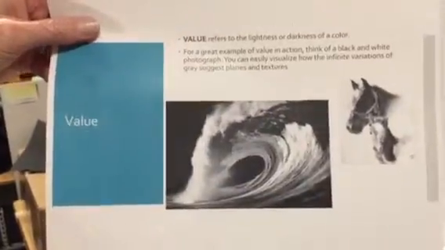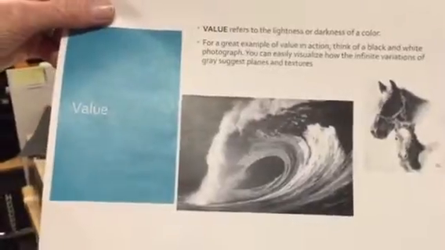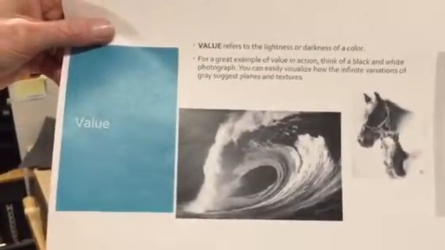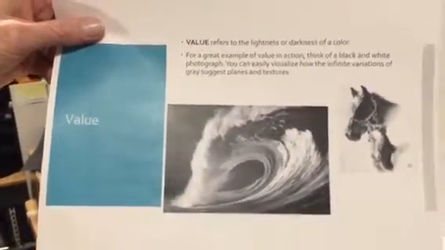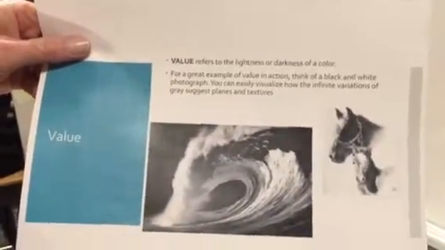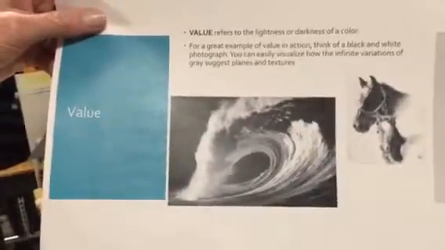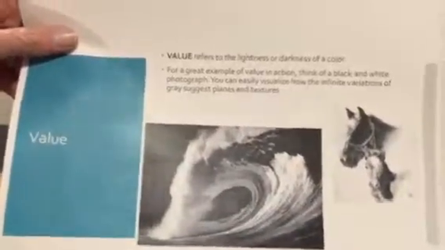For a great example of value in action, think of a black and white photograph. You can visualize how the infinite variations of gray suggest planes and textures. So this is a photograph of a wave, but there are a zillion grays in there. And then here are just some horses, also lots of grays used in there. And that's it for the PowerPoint, I think.